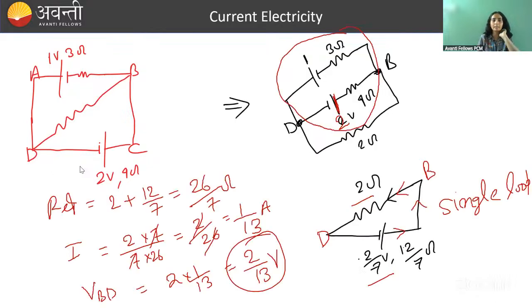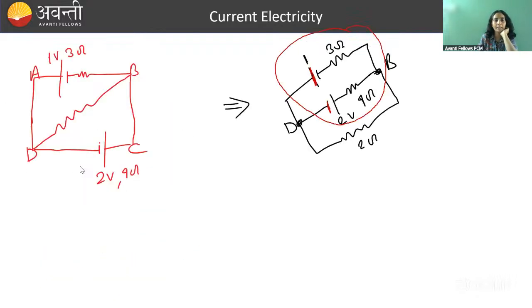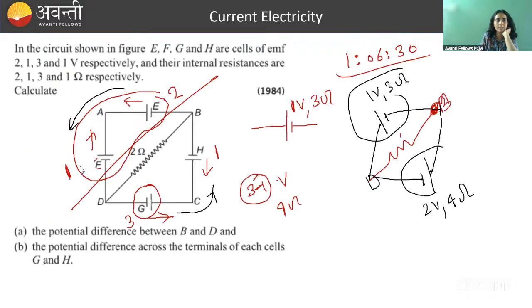अब हमें क्या करना था? अब हमें ये करना था, हमें ये बताना था कि what will be the potential drop across G and H, across this and across this. How we will solve it now? Somehow, if we are able to calculate what is the current flowing in this arm, that is in BC, DCB arm, then we can easily calculate. And how easily we can calculate current flowing in this arm?